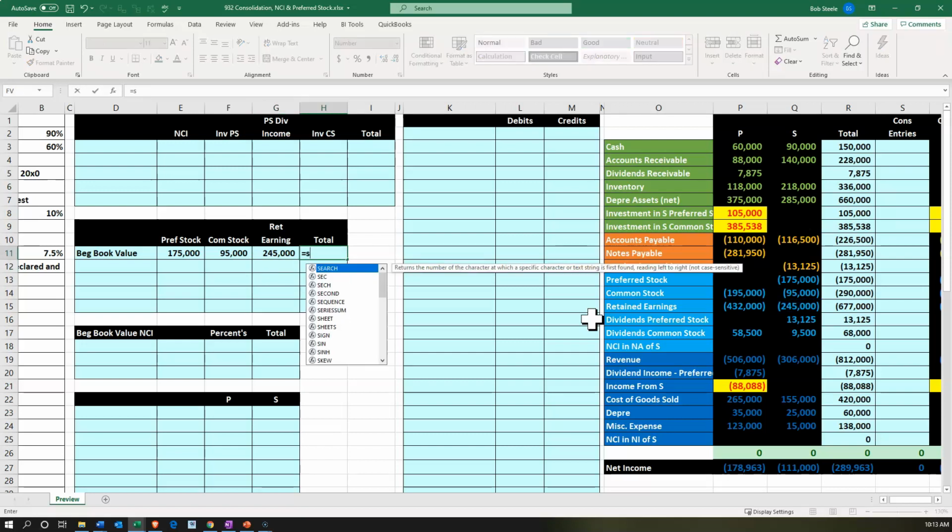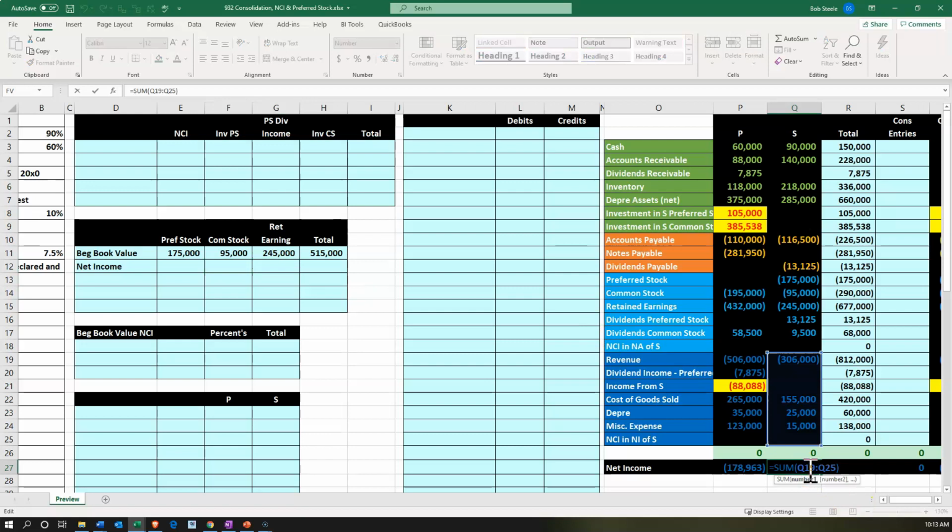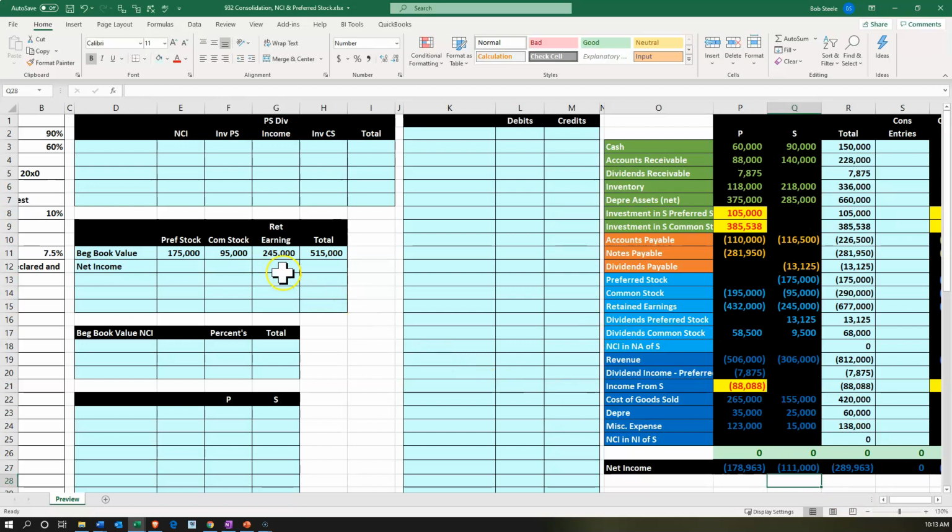If we were to sum those up, that would be the equity section at the beginning of the year. Then of course we'd have the net income that's going to happen. The net income is going to be this number down here, which is revenue minus expenses. So that would be going into the retained earnings in terms of our equity section. So I'm going to say that's going to be the retained earnings.